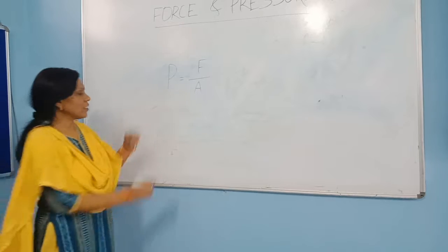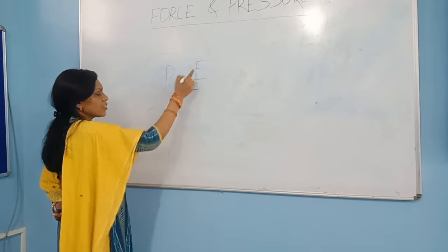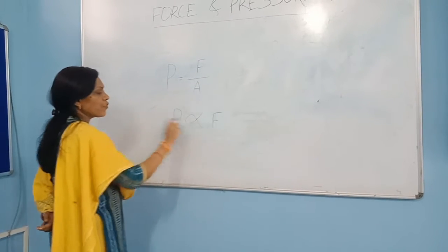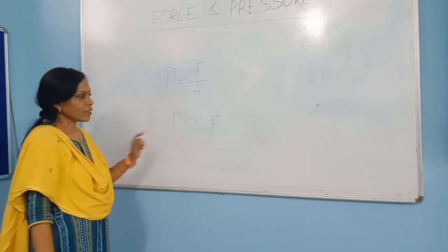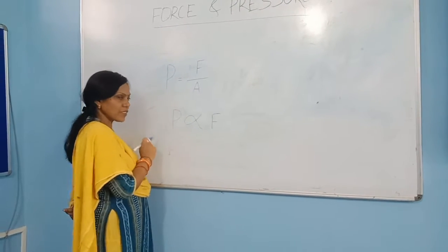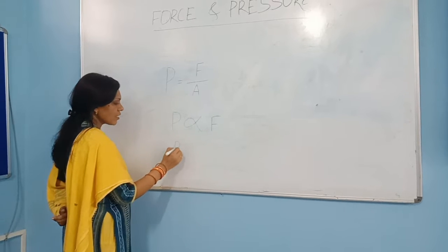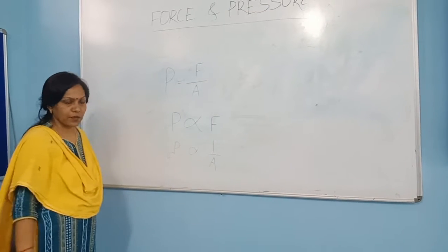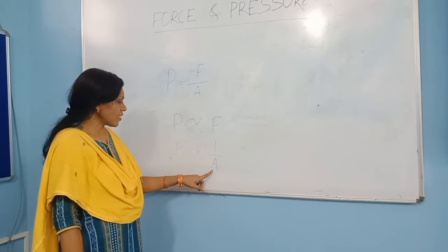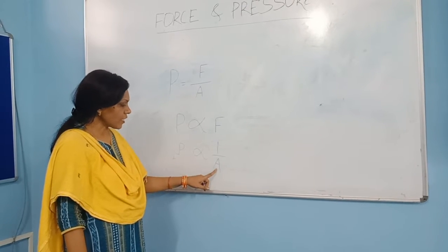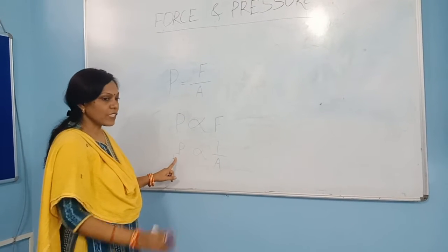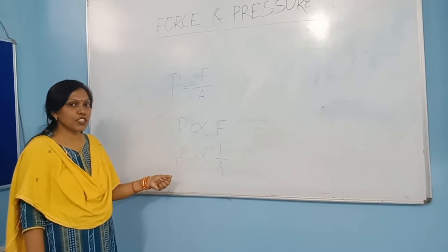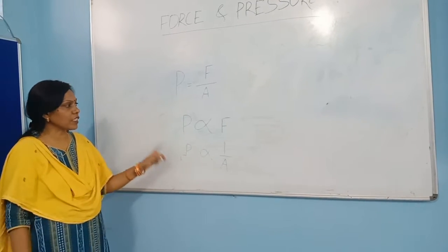So pressure is directly proportional to the force. If the force increases, then the pressure also increases. And pressure is inversely proportional to the area of the object. It means if the area increases, then the pressure decreases. If the area decreases, then the pressure increases. So in the case of that pin, the pointed end has less area, so its pressure is more. So it makes a hole in the paper.